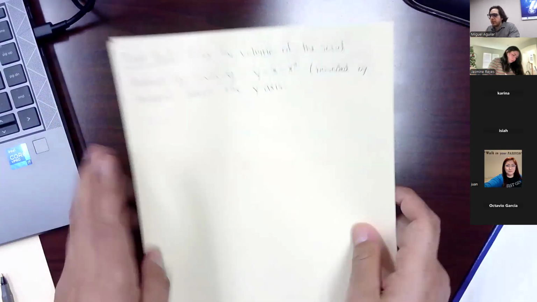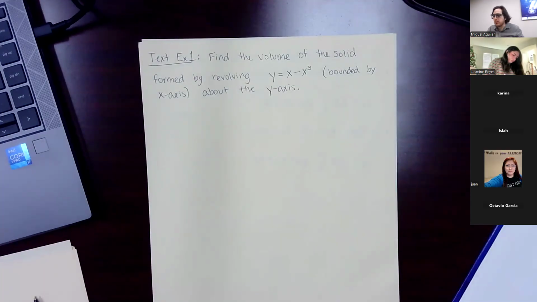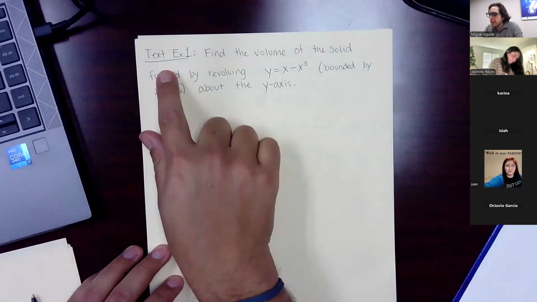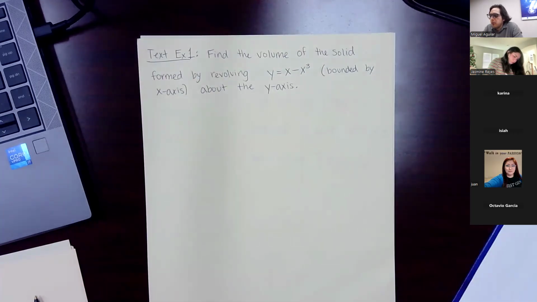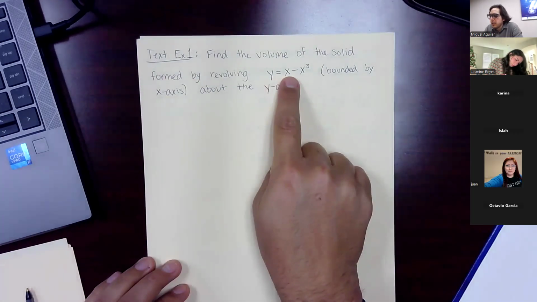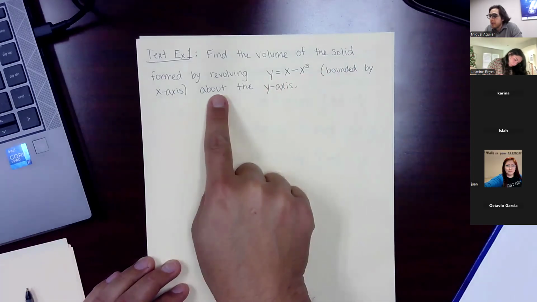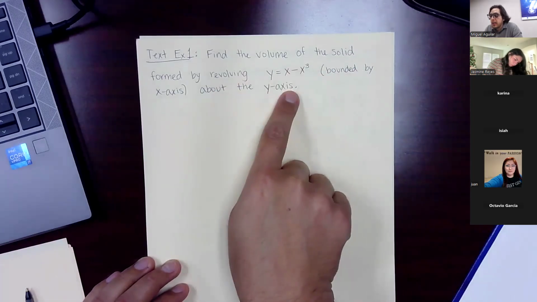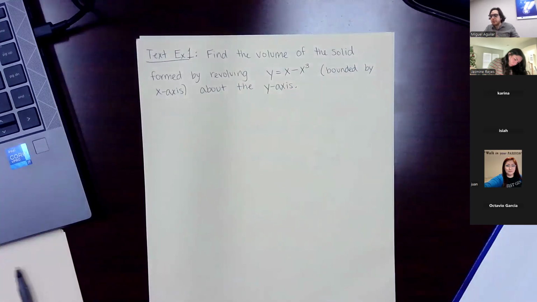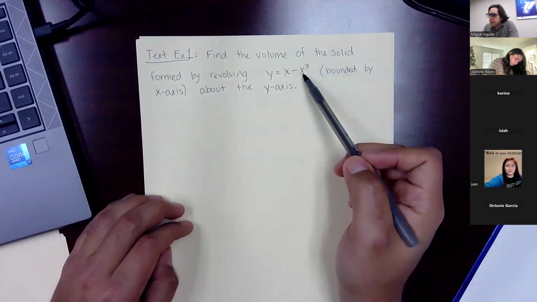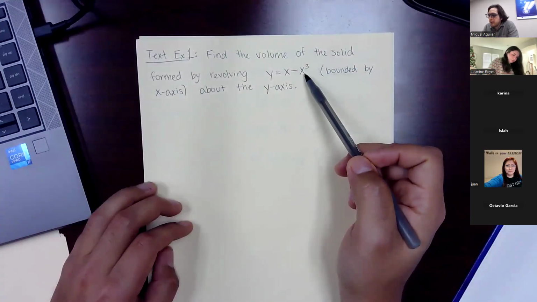And if we need more paper, then we might have to write some more stuff down because I don't think I have enough room here. But the first example says find the volume of the solid formed by revolving this function, y equals x minus x to the third power, bounded by the x-axis, revolving it about the y-axis. So we got to draw a picture here. We need to know what this function looks like. And to me, this is going to be kind of a cubic function.